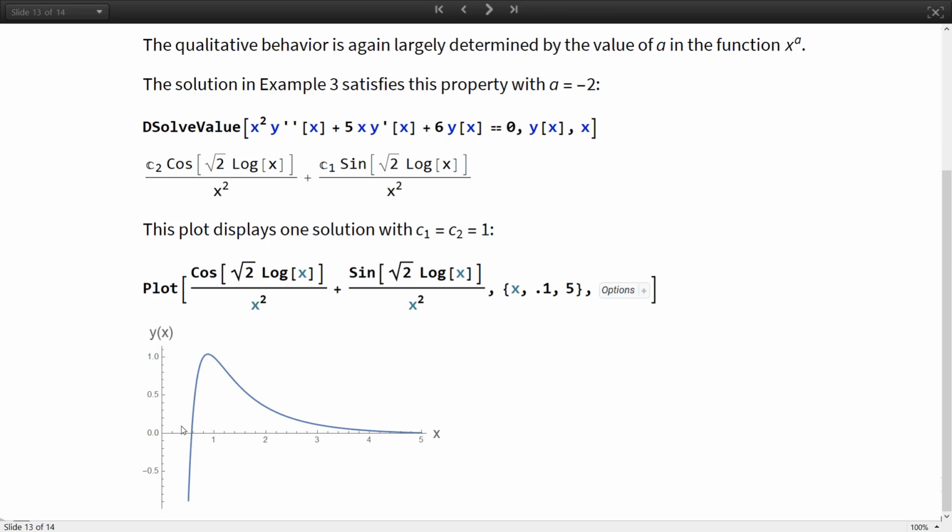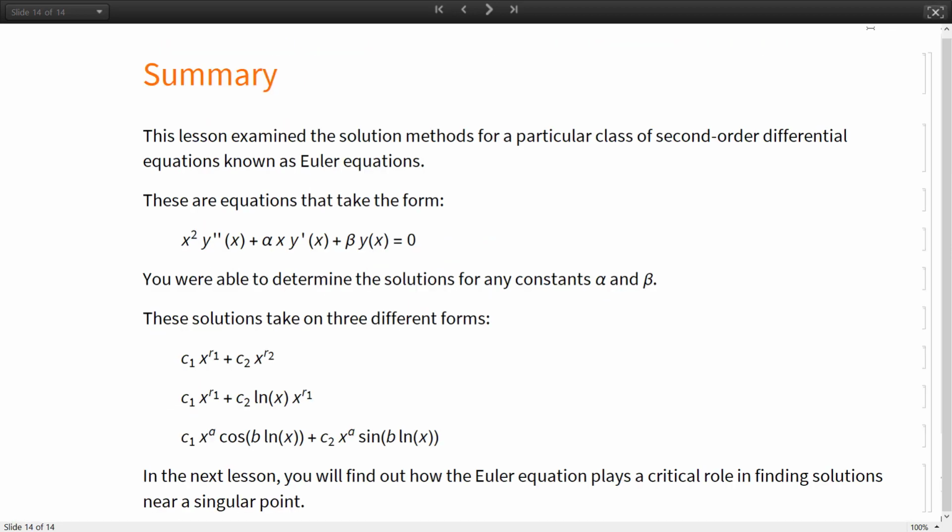In this lesson, we examined solution methods for a particular class of second-order differential equations known as Euler equations. These are equations that take the form given here. In this lesson, we were able to determine solutions for any value of the constants alpha and beta. The general solution took three different forms depending on the properties of the roots.